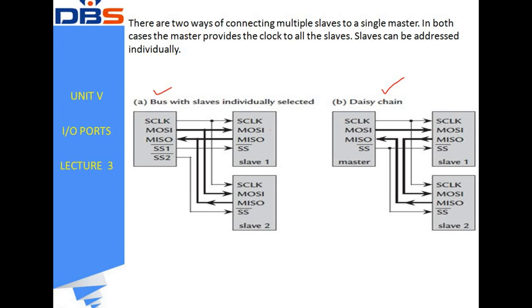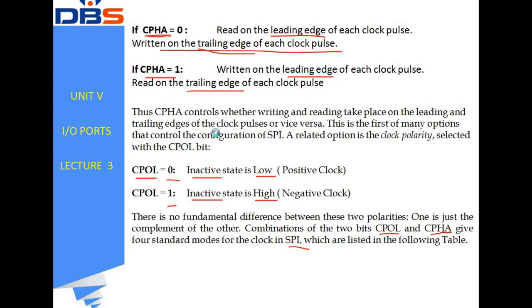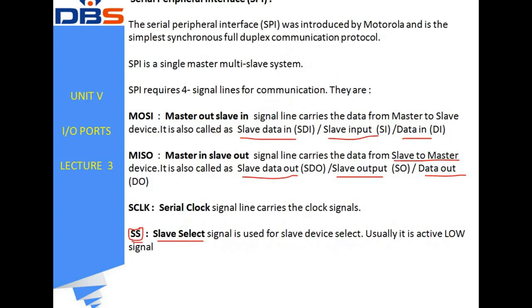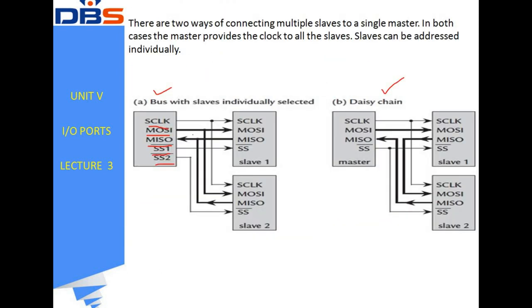First of all, I am going to discuss this one. See here, SCLK, serial clock, not system clock, MOSI, master out slave in, MISO, master in slave out, SS1 and SS2. See here, we have considered two slaves here, that is SS1 and SS2.